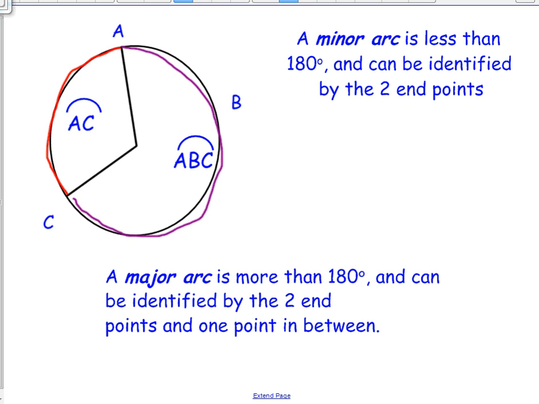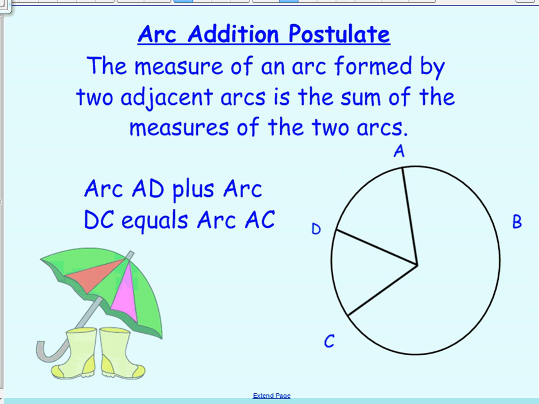Okay? All right, the last bit of information I have for you today is called the arc addition postulate. This arc addition postulate states that the measure of an arc formed by two adjacent arcs is the sum of the measures of the two arcs. So for example, using this picture, we could say arc AD, right here, plus arc DC equals arc AC, okay?